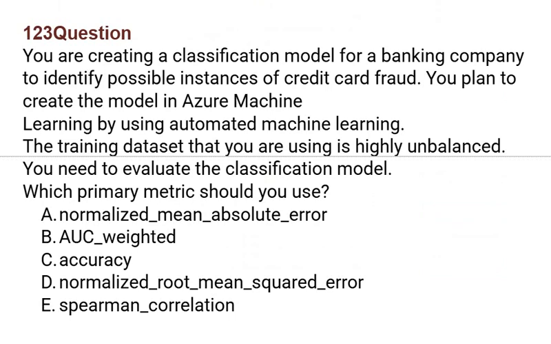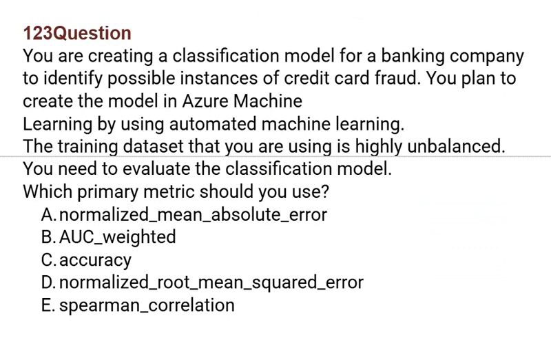Question is, you are creating a classification model for a banking company to identify possible instances of credit card fraud. You plan to create the model in Azure Machine Learning by using automated machine learning. The training dataset that you are using is highly unbalanced. You need to evaluate the classification model. Which primary metrics should you use?